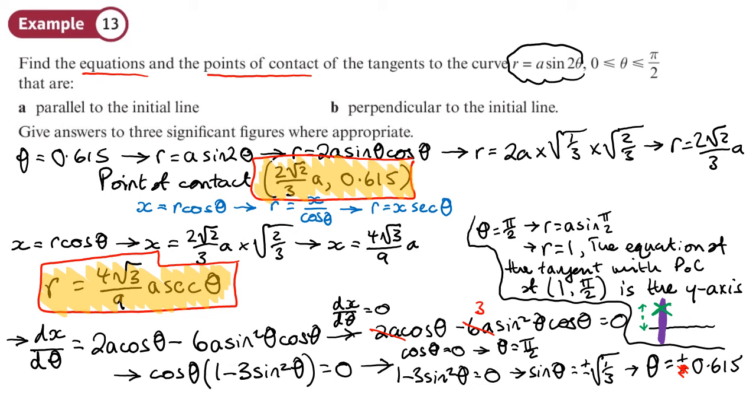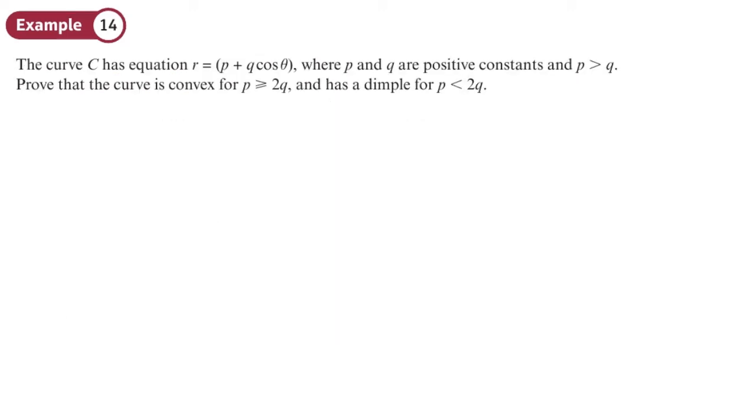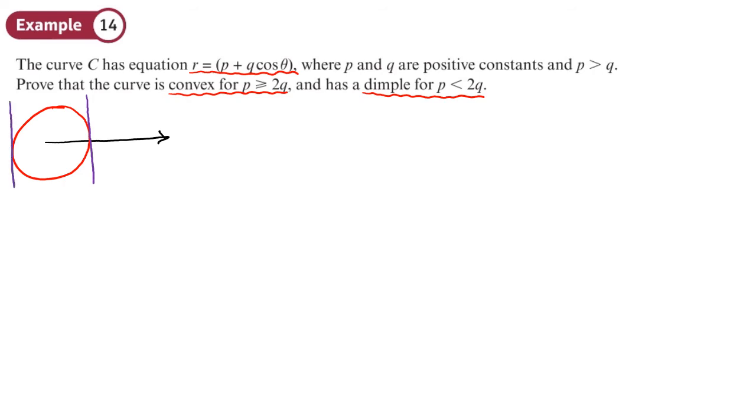Okay, so we have this curve here, and we want to show that it's convex for those values and has a dimple for those values. So first of all, we need to understand what that means. Let's draw a convex curve. You'll notice a convex curve always sticks out. If I look at the tangents at any point, those tangents will always be outside of the circle. And if I look at the tangents which are perpendicular to the initial line, there's only going to be 2 of them.